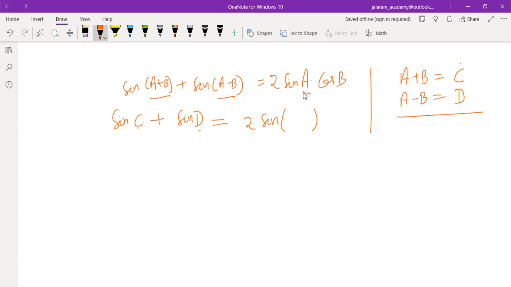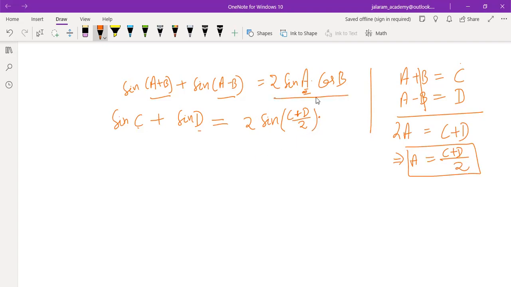To find the value of A, if you add these two equations, B will be cancelled out. A plus A, 2A equals C plus D. That is A equals (C plus D) upon 2. So in place of A, we write (C plus D) upon 2. If you have learned the previous formulas, they themselves give the hint to learn these formulas also. So the first formula, 2 sin A cos B equals sin(A+B) plus sin(A-B), is producing sin C plus sin D equals 2 sin (C plus D)/2 into cos what?